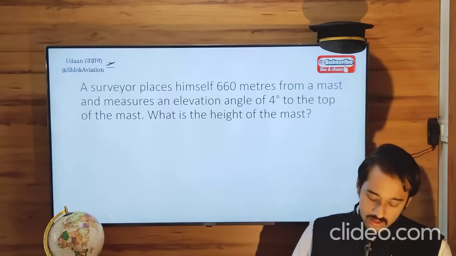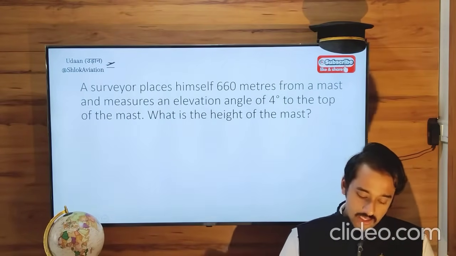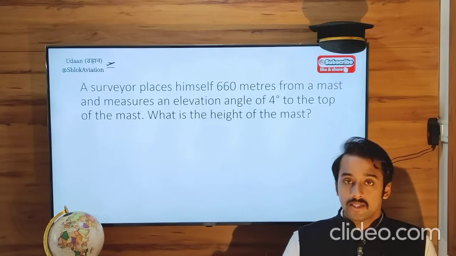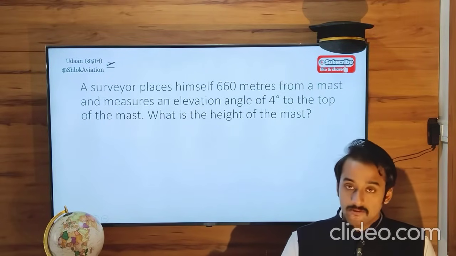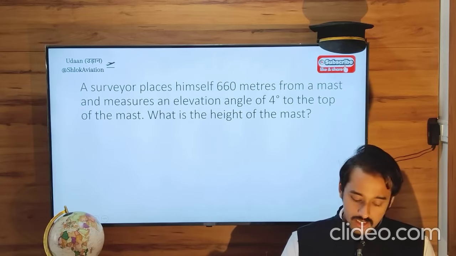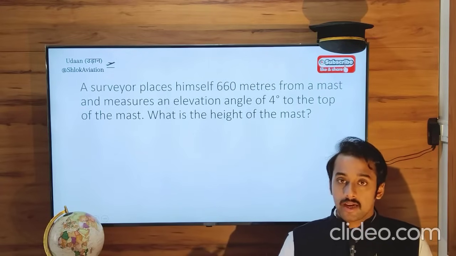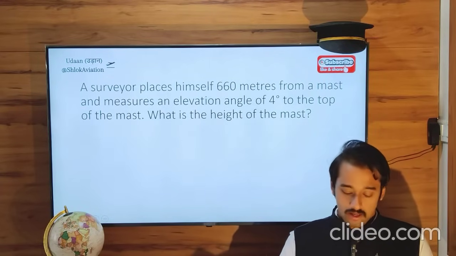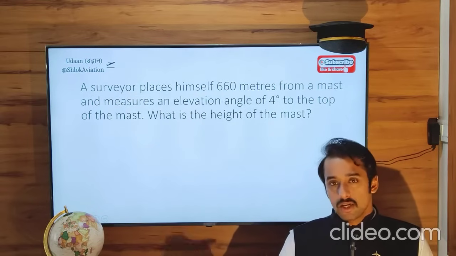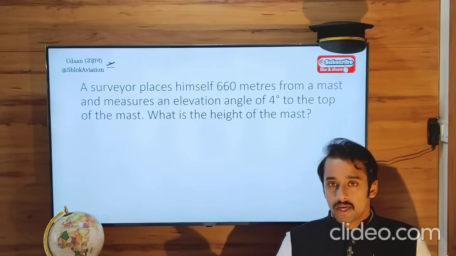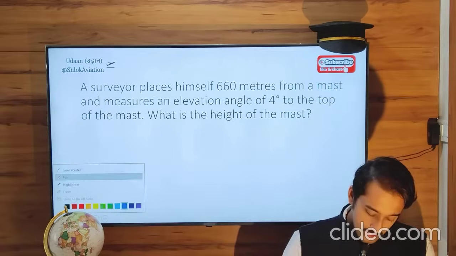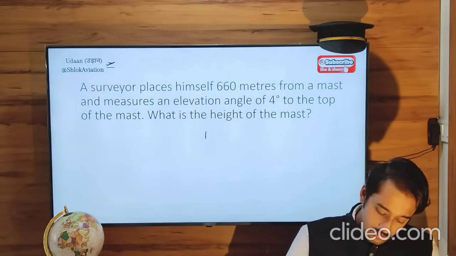Next sum. So there is 660 meters. This surveyor places himself 660 meters from a mast and measures an elevation angle of 4 degrees to the top of it. What is the height of the mast? So this is a trigonometry sum. So let's draw the diagram.